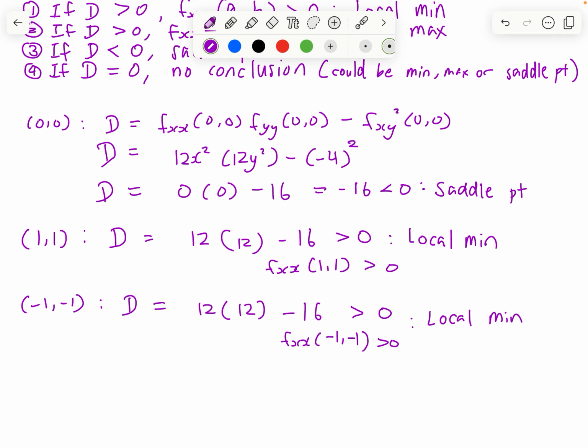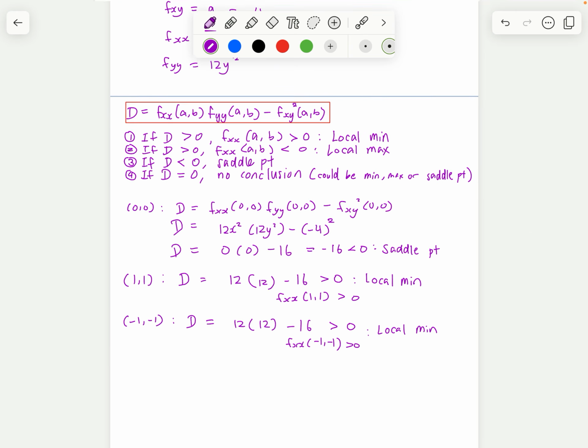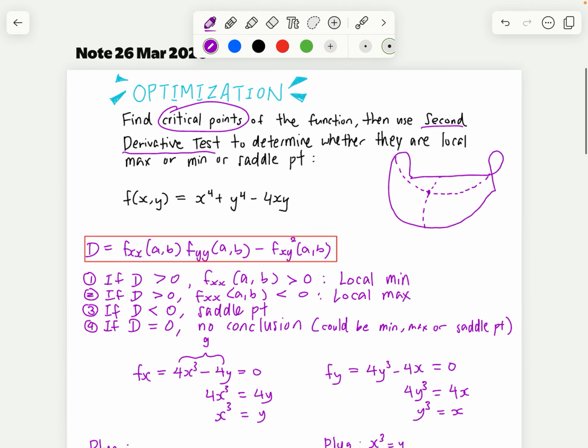And so that's how you do this optimization problem, and how to determine if the points are a local minimum, maximum, or a saddle point.